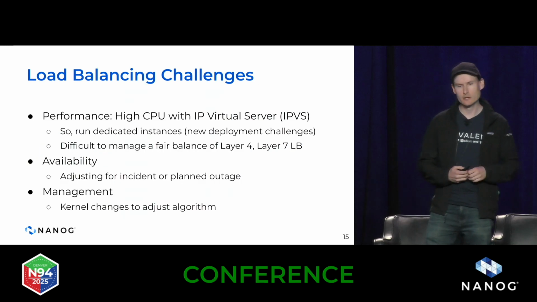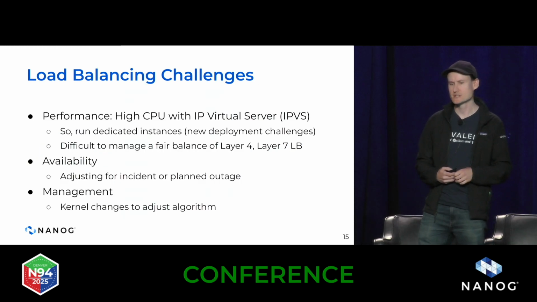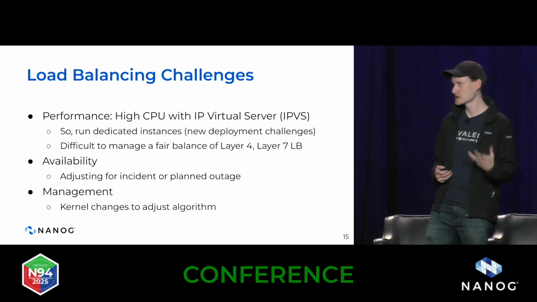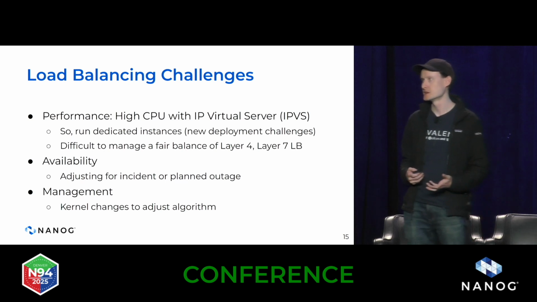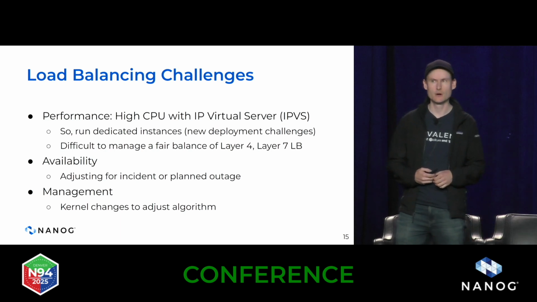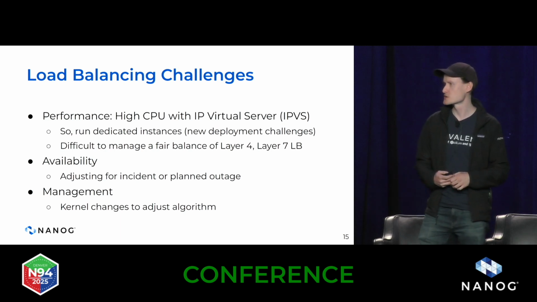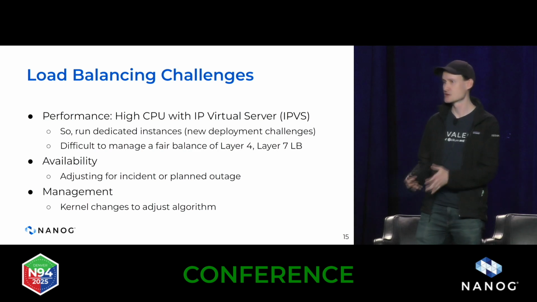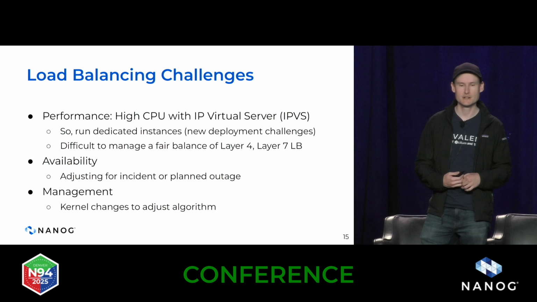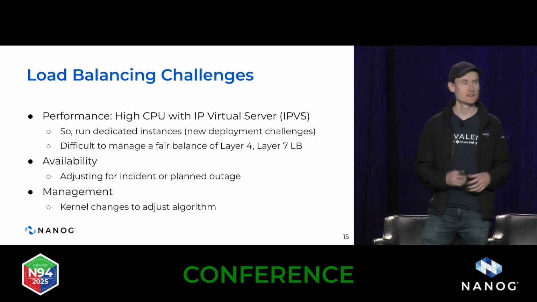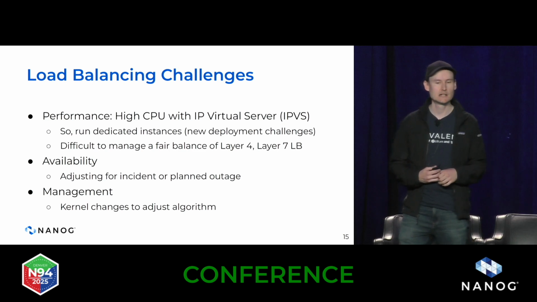So at the time that they were looking at building this, they were using IPVS in the Linux kernel, and they found that there was quite considerable CPU usage on the nodes that were running this layer 4 load balancer. And so along with that came some deployment struggles. They found that they had to dedicate certain instances, certain nodes within the cluster, specifically to the layer 4 load balancing functionality, and then separately deploy the layer 7 load balancers.